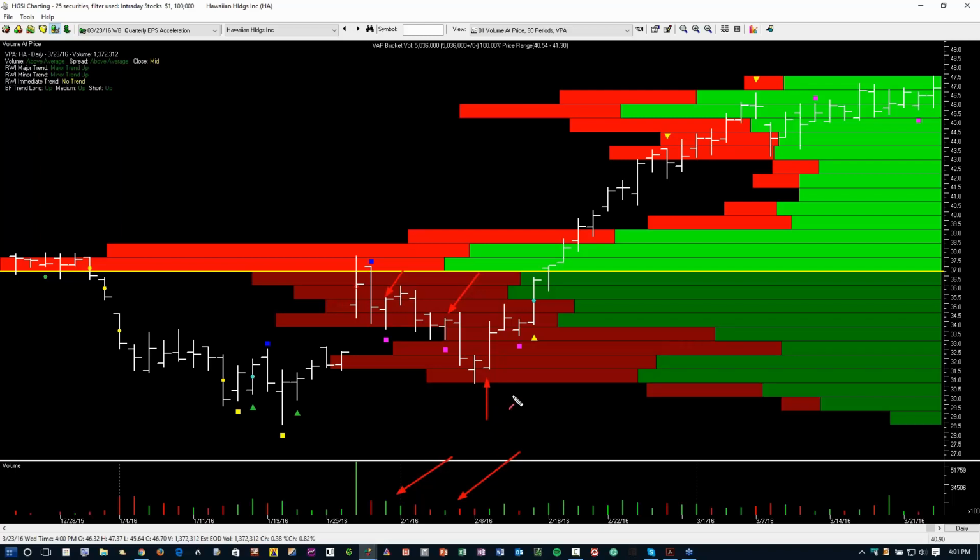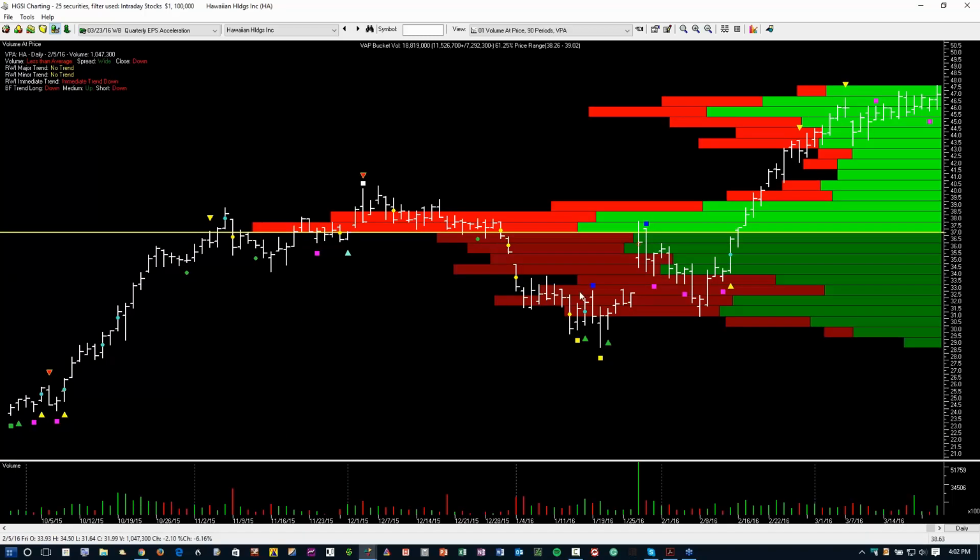I believe this was around the 11th, and this group was one of the first groups that really started showing a lot of strength. And notice that it was below the volume point of control at this point, but this is a 90 period volume point of control. And this stuff really changes according to the length of time that we're using. Now let me zoom back out on this. Let's get a different look at this.